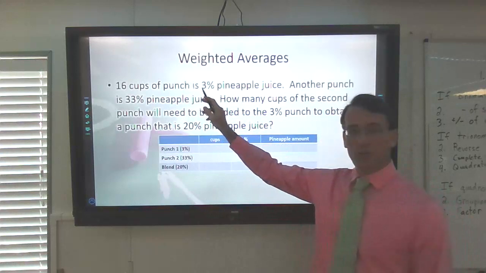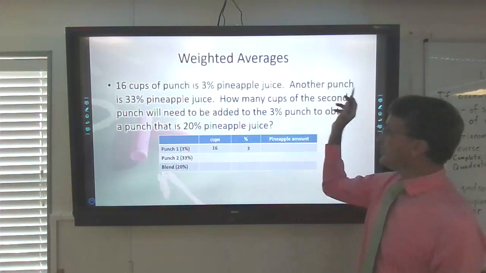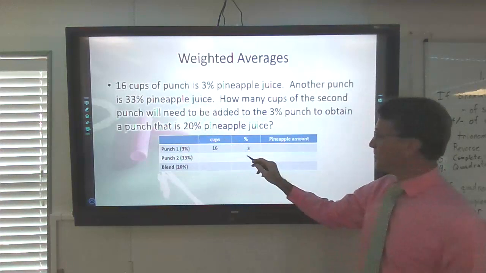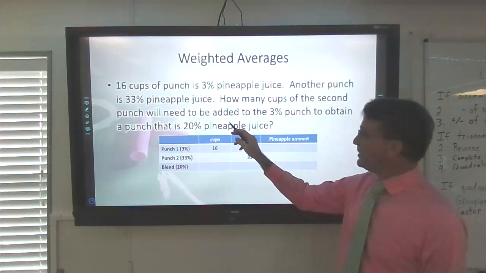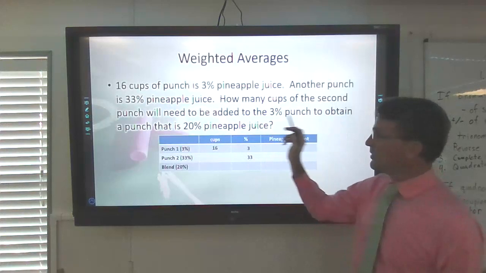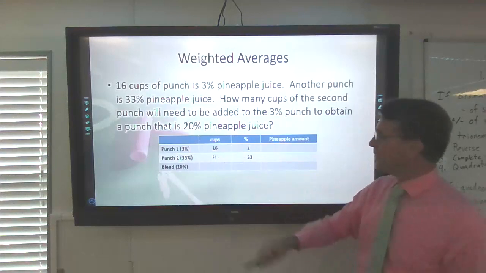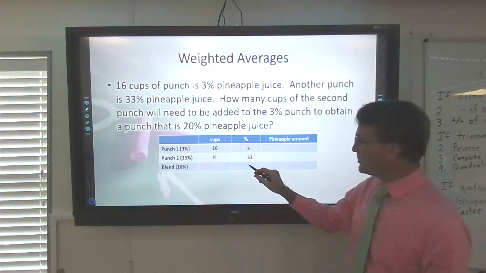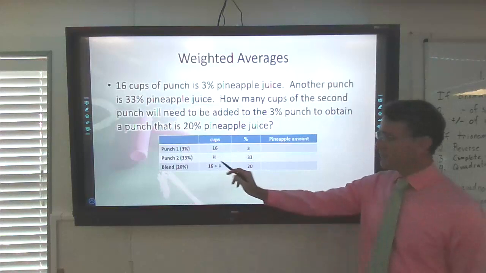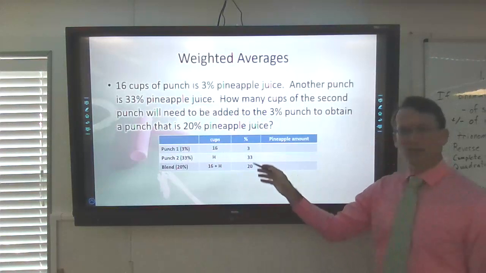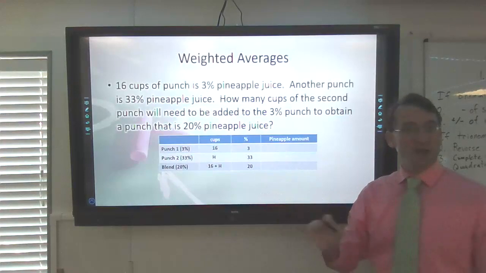I have 16 cups of the 3%, so I'm going to put 16 right there. It is 3% juice, so I'm going to put 3 there. Another punch is 33%, so I'm going to put 33% right here. How many cups of the second punch will be needed to add to the 3% punch to obtain the 20% punch? So I'm looking for this amount right here. I'm just going to call it H. I need a 20% pineapple punch, so I'm going to put 20 right there. If I add the 16 and the H together, I can put that value right there. Multiplying these two across, you notice I didn't change these two percents. They're all going to be percents, so I don't have to change to decimals. But if you did, it's not going to mess you up at all.